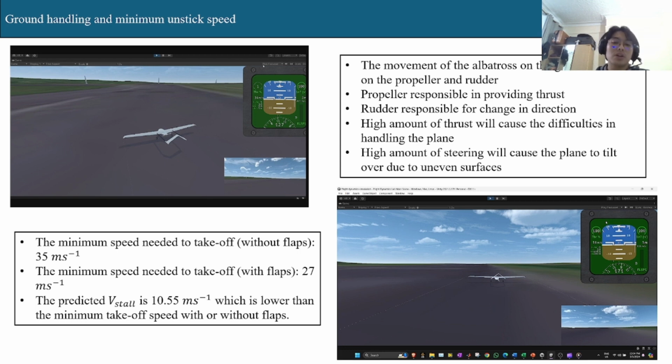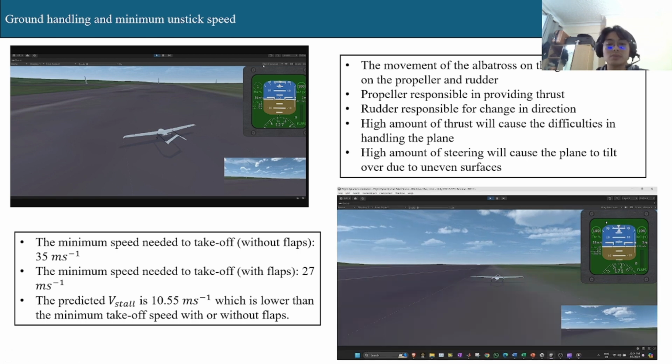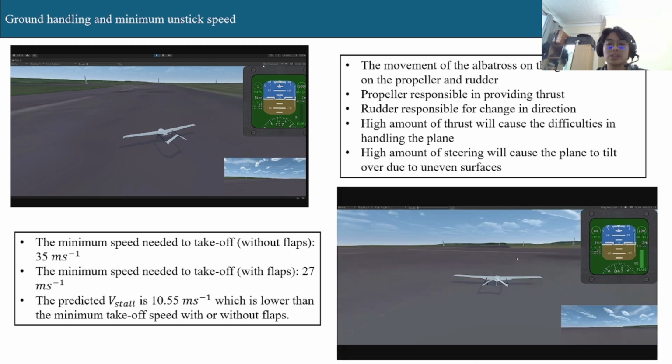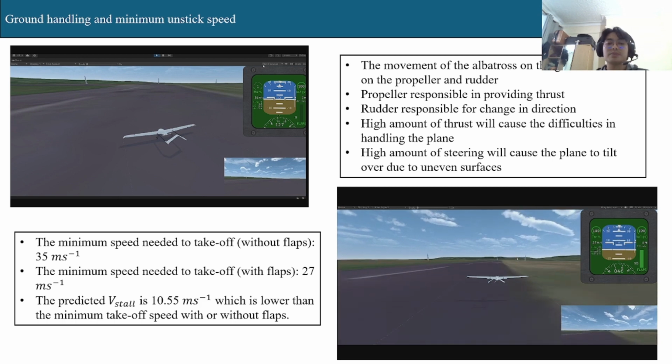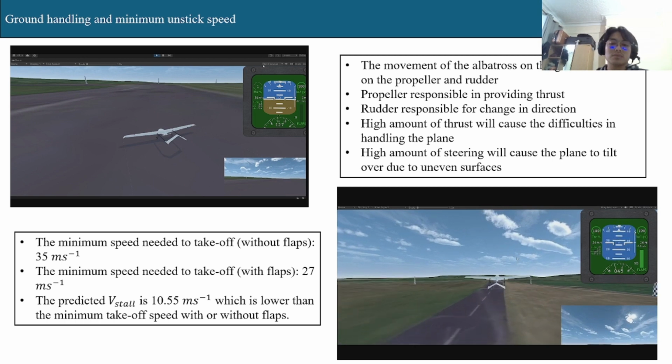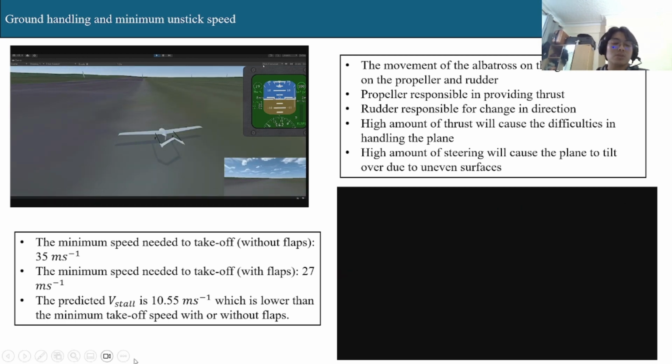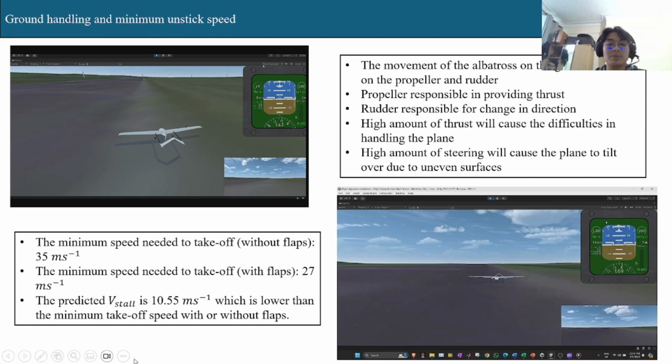In terms of the second video, which is the minimal unstick speed, the minimum speed needed to take off without flaps is 35 meter per second, while the minimum speed needed to take off with flaps is 27 meter per second, and the predicted stall velocity is 10.55 meter per second, which is lower than the minimum takeoff speed with or without flaps.